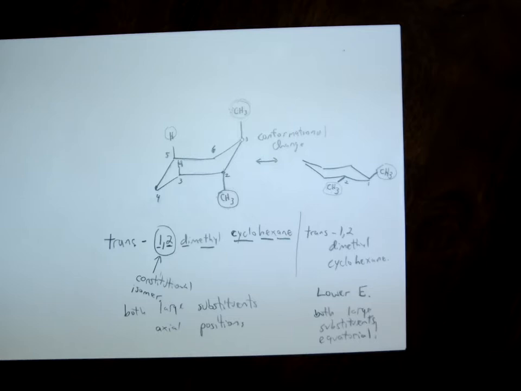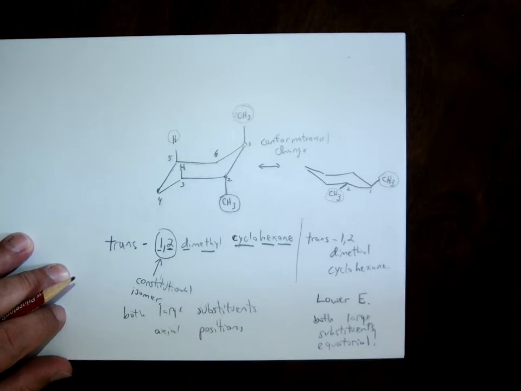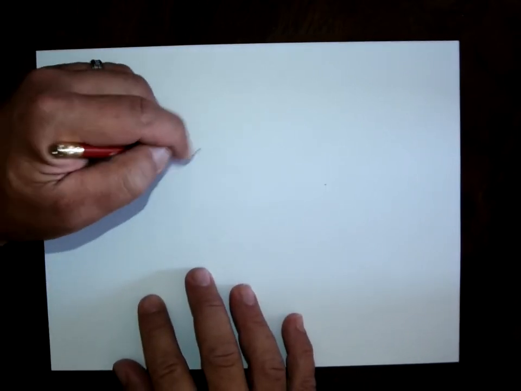And that's certainly the case, and if you start thinking about the variety of possibilities and what you can or can't have, it might be worth trying to draw that out. So let me go ahead and just start with a new cyclohexane ring.